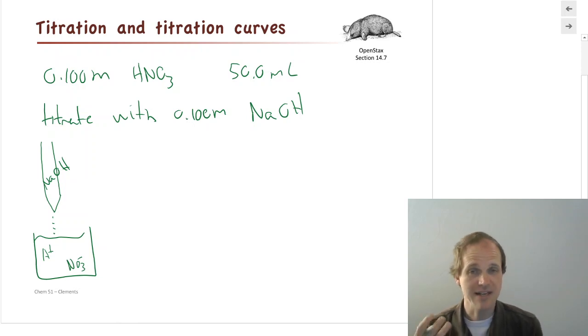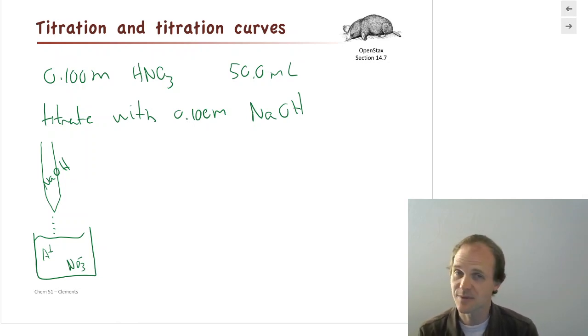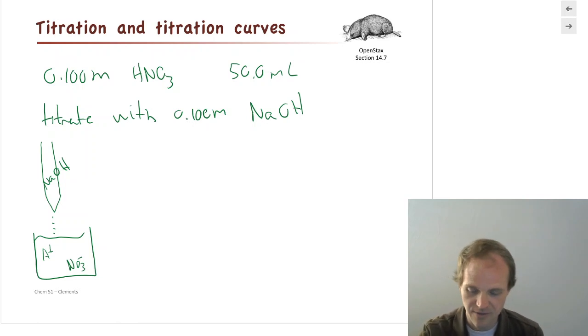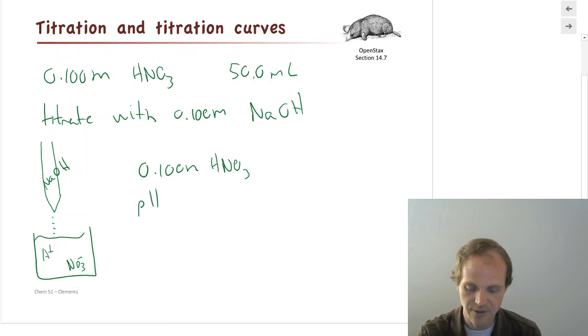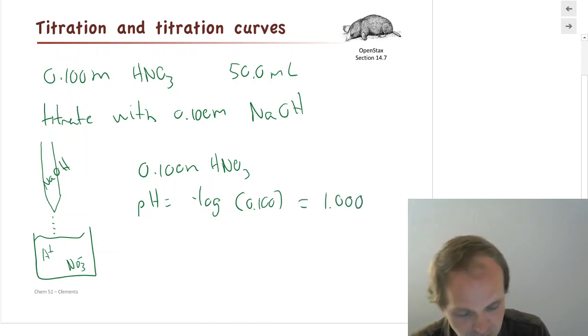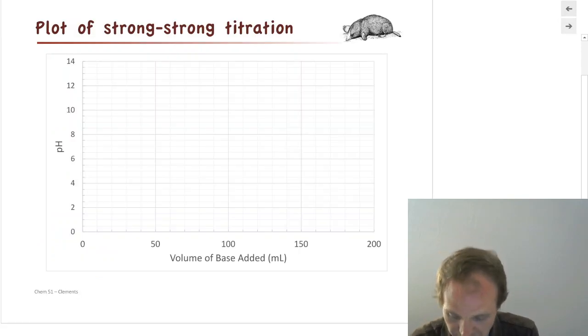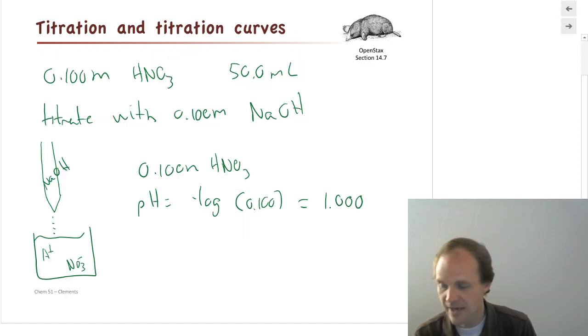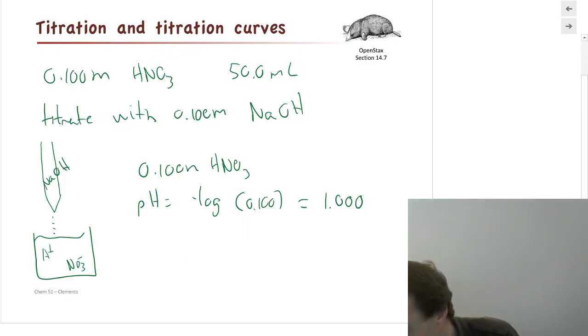So, like I said, we're going to calculate every point on that titration curve. The easiest one to calculate is our starting point. We've got 0.100 molar of a strong acid HNO3, and we've learned that we can just take the negative log of that and find that our pH is going to be 1.000. So we can go to our curve over here and say when we've added no base, our pH is a fantastic 1.00.